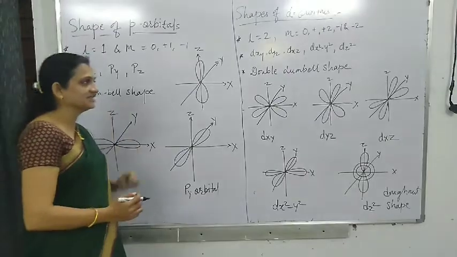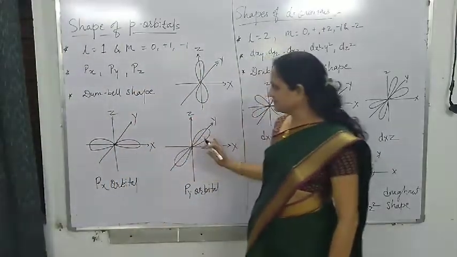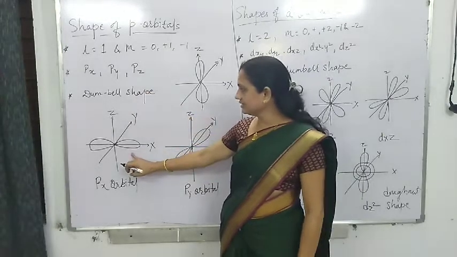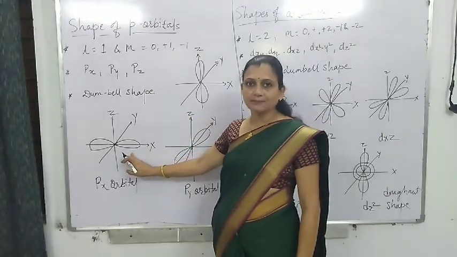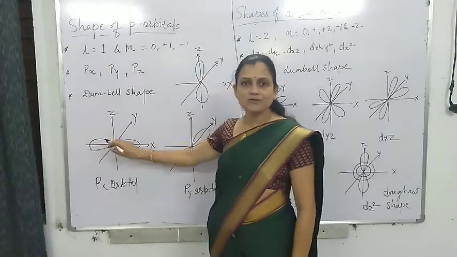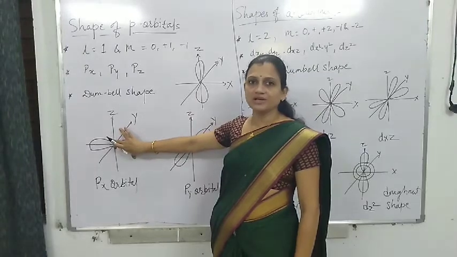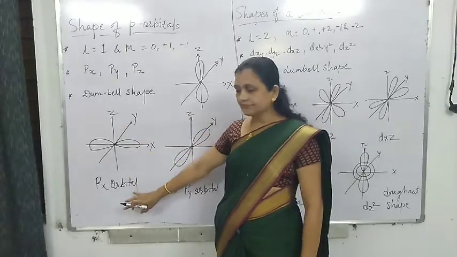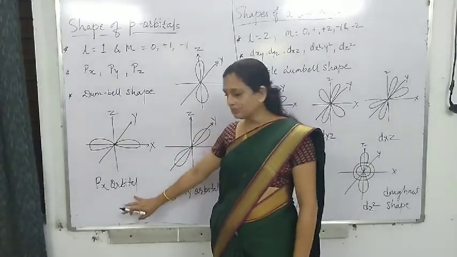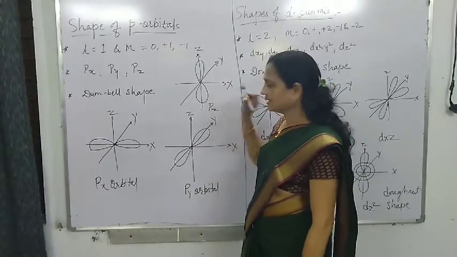So what happened in this case? Here the shape of px, py and pz is known as the dumbbell shape. You know the shape of a dumbbell. The p orbital has a dumbbell shape. Here we have drawn the px orbital, the py orbital and here the pz orbital.